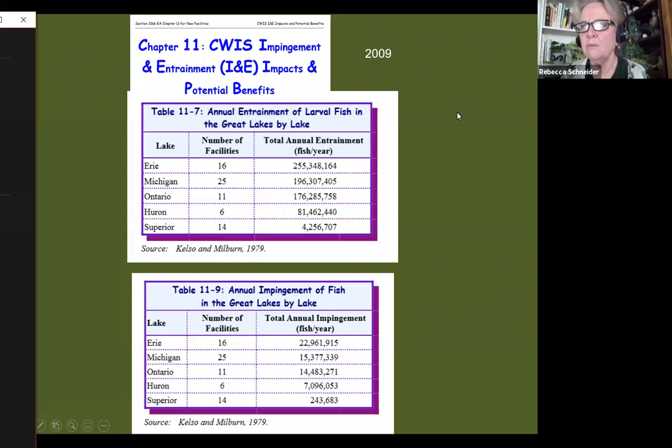These are some other data from 2009 for the Great Lakes, with estimates of annual entrainment of larval fish. For Lake Erie, it was 255 million fish per year, 196 million for Lake Michigan, and so on. Those are larval fish. For bigger fish, it was 22 million fish a year. And this doesn't take into account all the little invertebrates that are part of the food webs that are also sucked in and crushed by the propellers or cooked during the heating process and then spit back out.